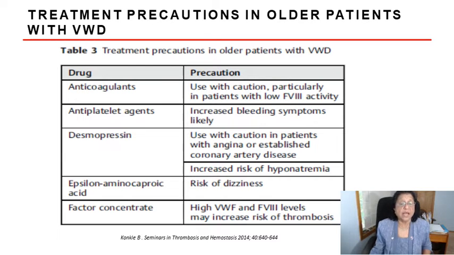Just one slide to show that you have to be cautious in older patients with von Willebrand disease, particularly not only with von Willebrand factor, but also with anticoagulants, antiplatelets, DDAVP, et cetera. And we really need research and clinical trials in older patients to see what is the best type of treatment.